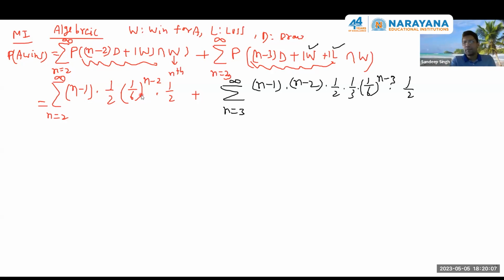So now this becomes an algebraic problem. Is that understood? Now you should be able to solve this also. So let us first try to simplify this. 36 by 4 is 9. So I can write this as 9 into (n minus 1) upon 6 to the power n, summation n from 2 to infinity. Second expression, you tell me.